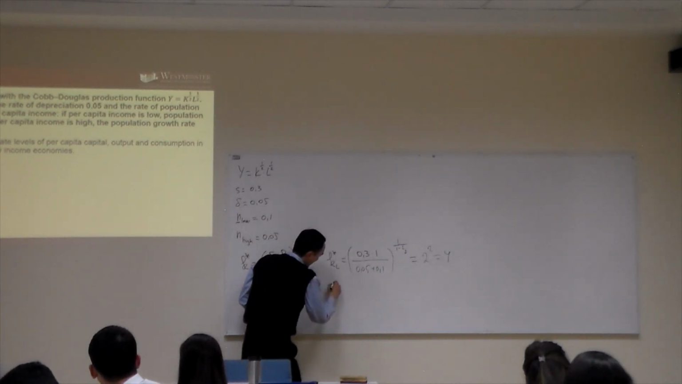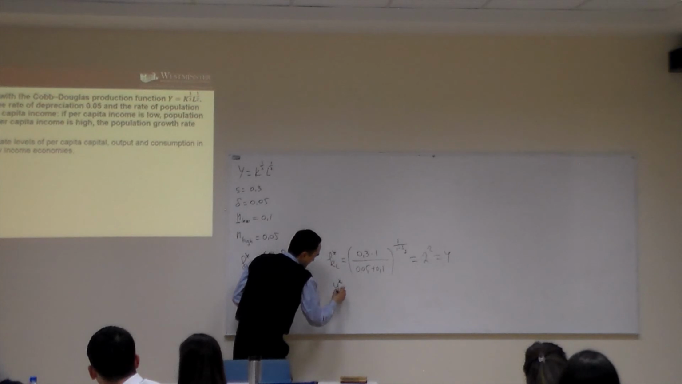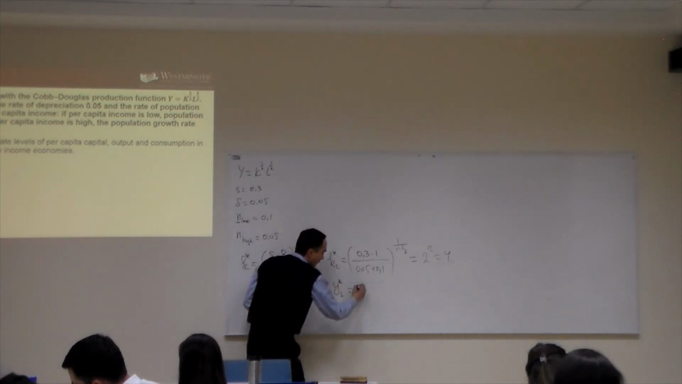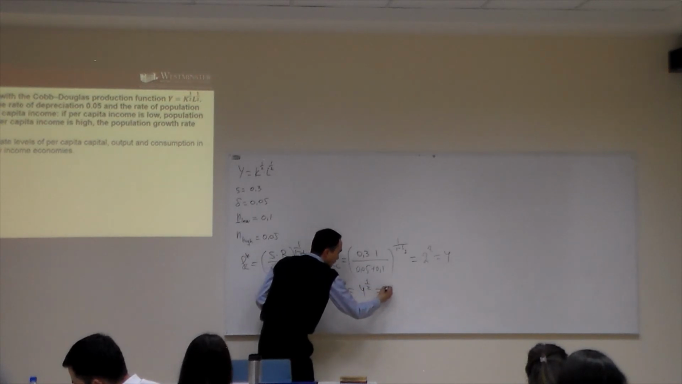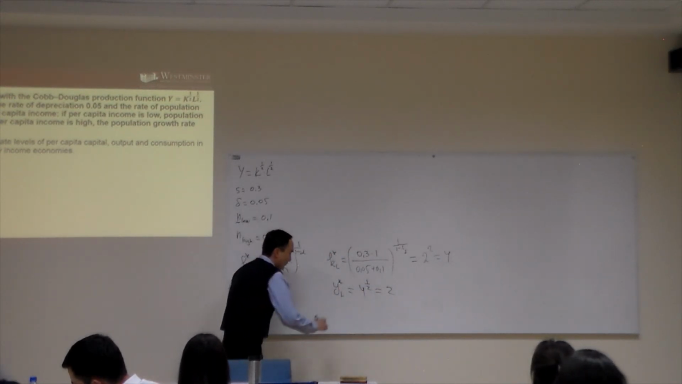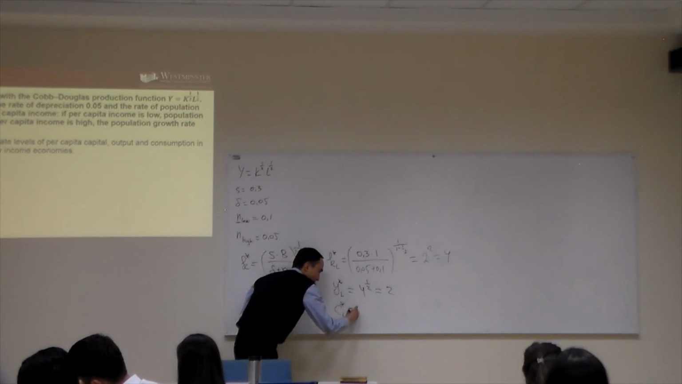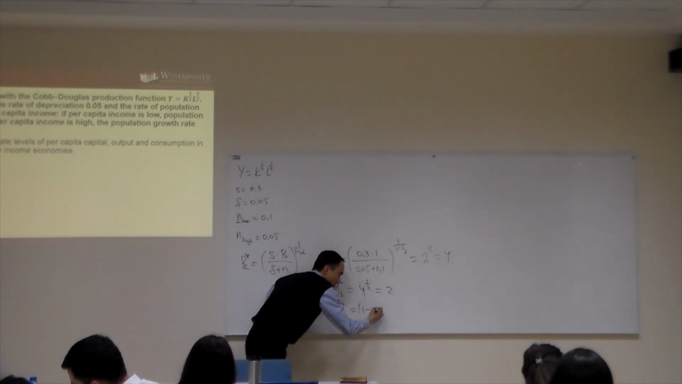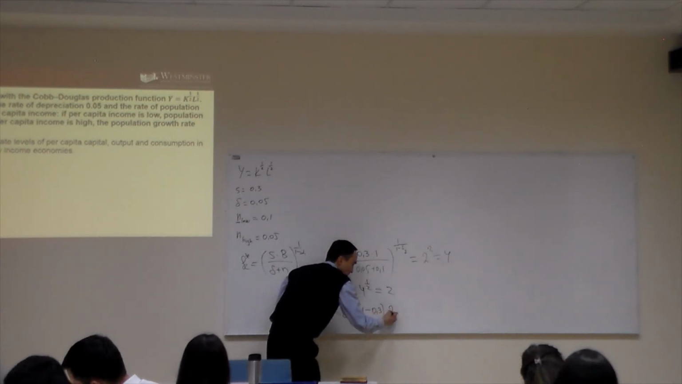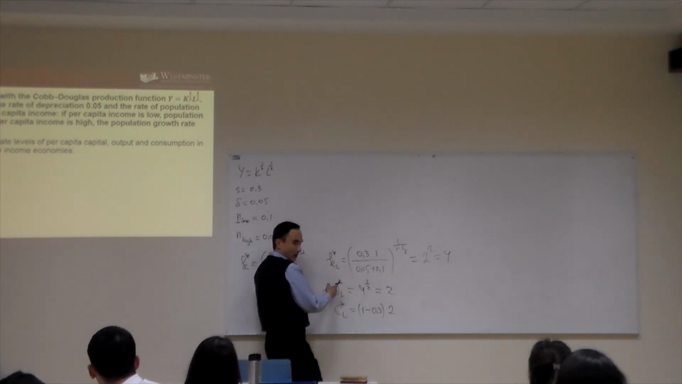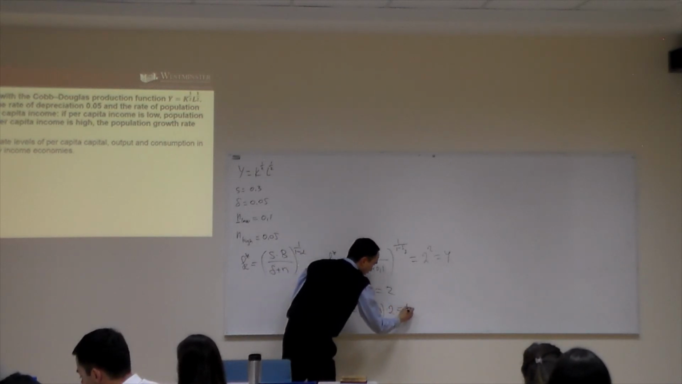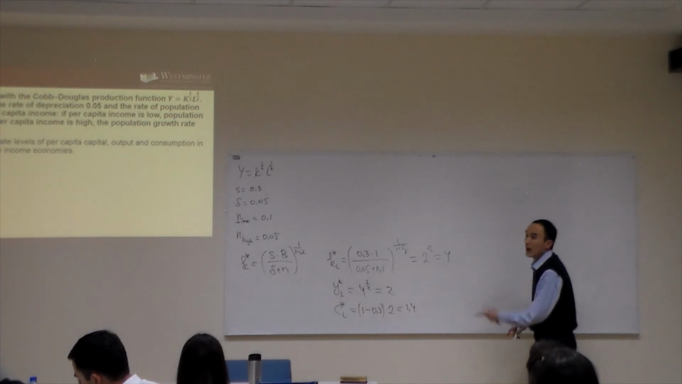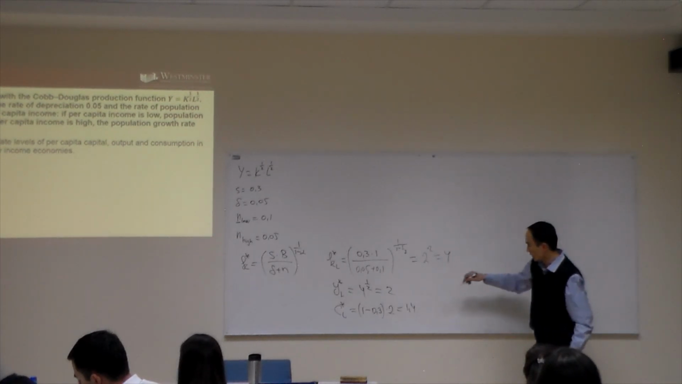So now you can find output in the steady state for that low income country: 4 to the power of 1/2, which is equal to 2. If you find consumption for the low income country, it is equal to 1 minus the saving rate, 0.3, times 2, which is equal to 1.4. This is for the low income country.